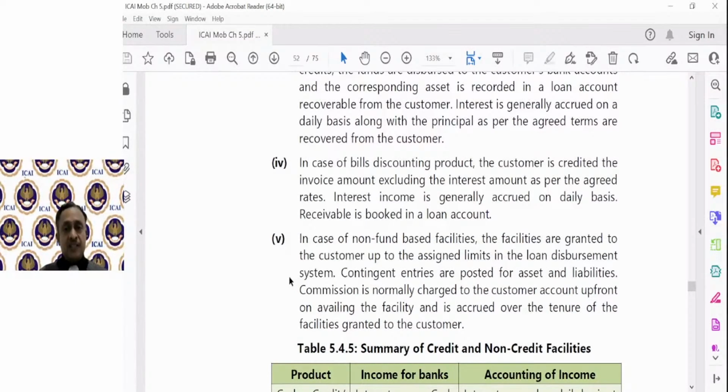Upfront, Pranay, upfront means at the time of discounting. Upfront means suppose the customer of the bank comes and gets an invoice discounted. The payment of that invoice is going to come after 60 days. So the bank is going to discount that invoice today. So the invoice holder will get the money today. So the 60 days interest will be debited to the invoice holder's account today. That is upfront, at the start of the transaction, at the beginning of the transaction.